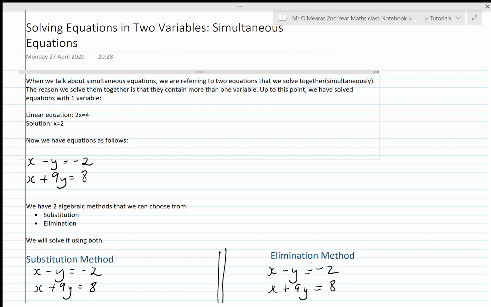Up to this point, we have solved equations with only one variable. So an example here, we had a linear equation 2x equals 4. We were able to solve that by dividing both sides by 2 and getting a solution of x equals 2.